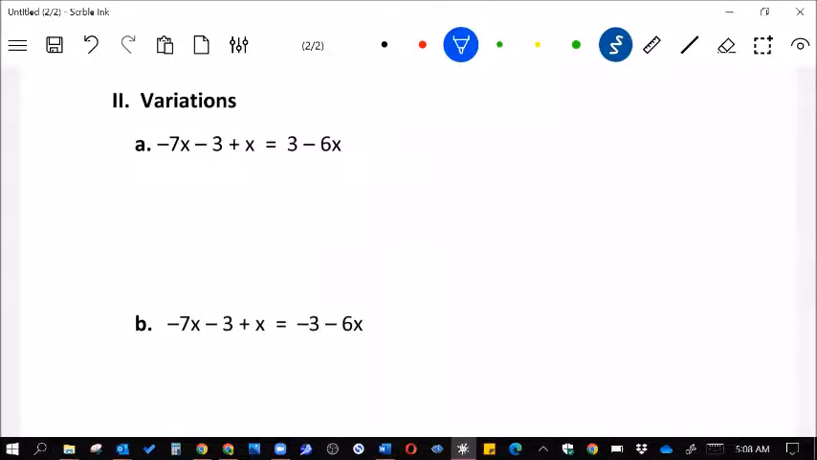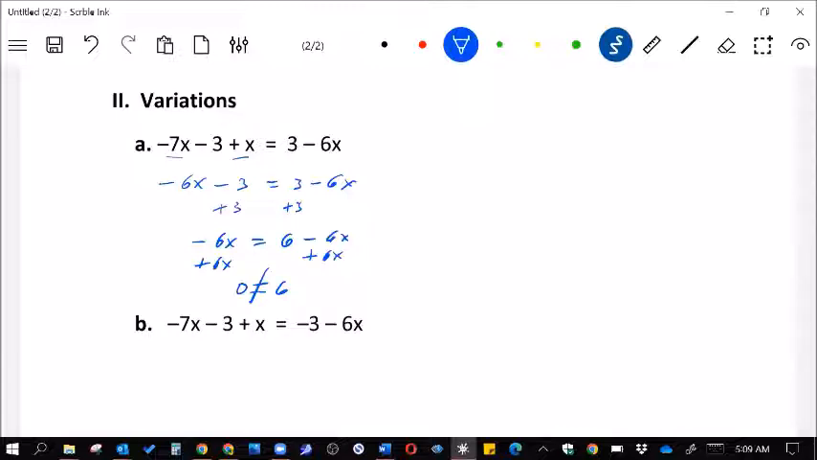So in this first variation, without writing out and justifying each step, let's just go ahead and solve it. We have two terms that are similar here, so we'll put those together. Okay, so I'm going to add 3 here. Negative 6x equals 6 minus 6x. Let's add 6x here and add 6x here, and we get 0 equals 6, which is not true. Check every step, make sure you did everything correctly. And what that means then is that there is no solution.